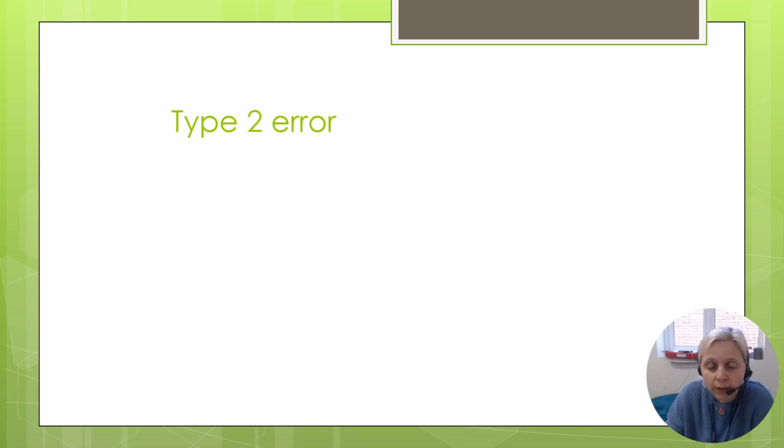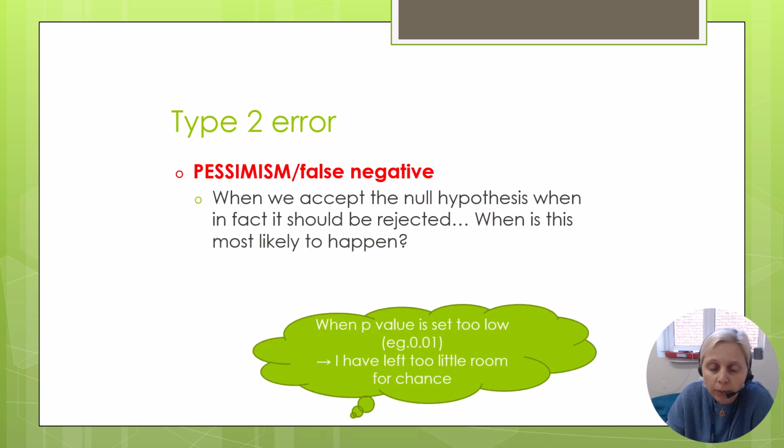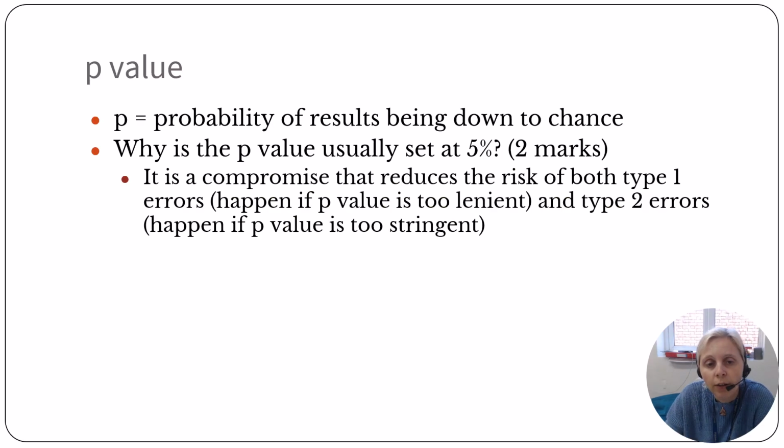With type 2 error, it's exactly the opposite. It's an error of pessimism or false negative, and it will happen when your p-value is too tight, like 0.01. You're not leaving any room for chance, and therefore you might reject a hypothesis that in fact is significant. Now, this is a standard answer that you want to memorize, if they ask you why is the p-value 5%, you're saying it's a compromise, reducing the risk of both type 1 errors that would happen if the p-value is too lenient, so 0.1, 0.2, and type 2 errors that happen if the p-value is too stringent.